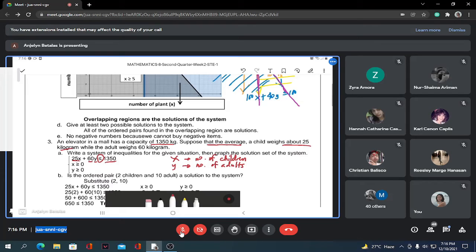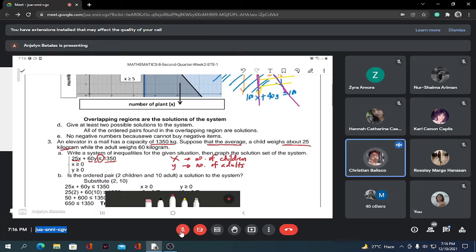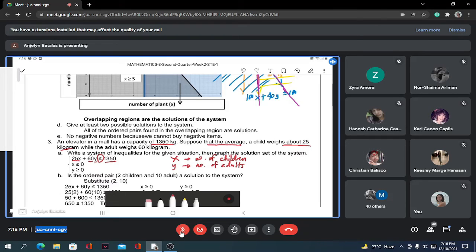Understood? Yes, ma'am. And then, it did not state any other statements. But why is x greater than or equal to 0? Because x is the number of children, and the number of children cannot be negative, right? And y also cannot be negative.